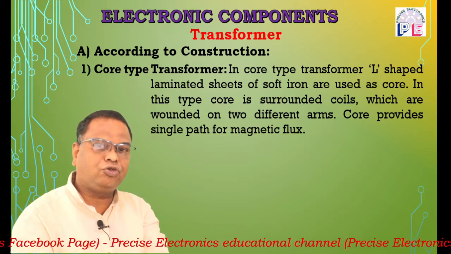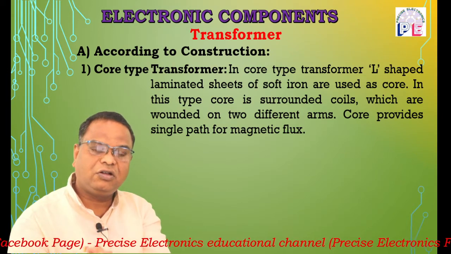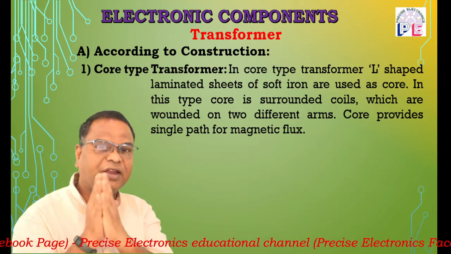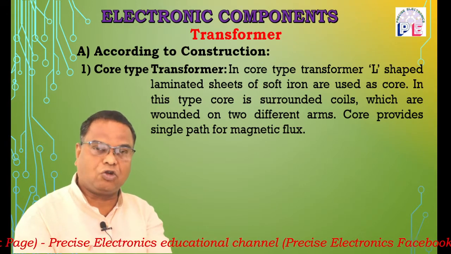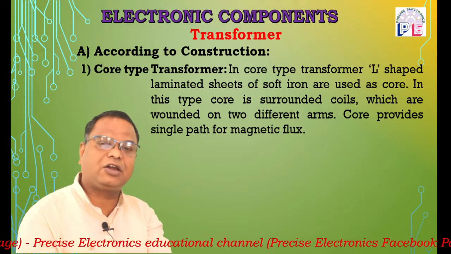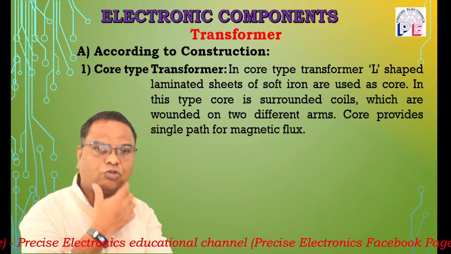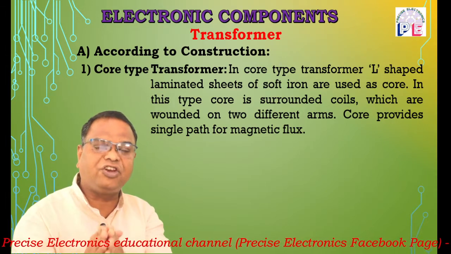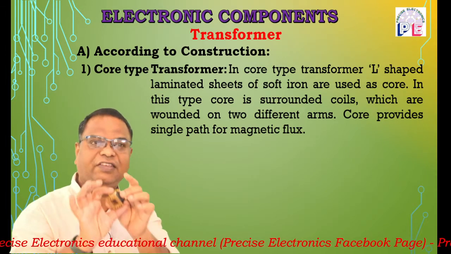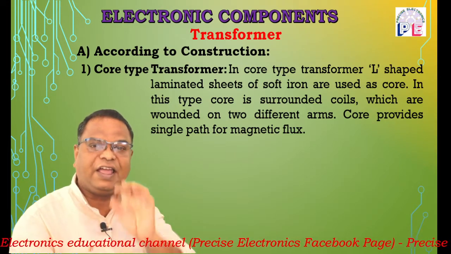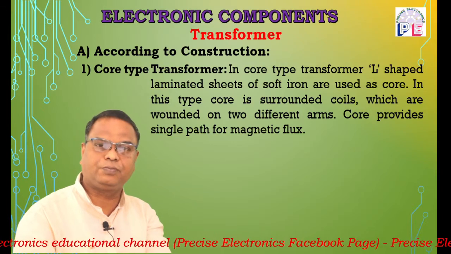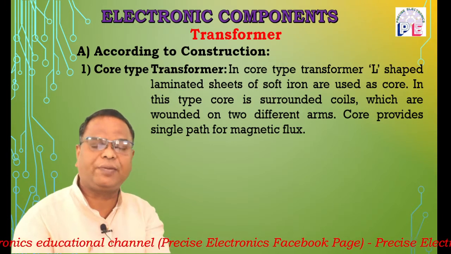Why is soft iron used? It is used to minimize the hysteresis loss. And why are the laminated sheets of soft iron used? To minimize the eddy current loss. So to minimize the eddy current loss and to minimize the hysteresis loss, we have to use laminated sheets of soft iron. So in this case, the laminated sheets of soft iron are used, and the L-shaped laminated sheets are used. So this is our core type transformer.